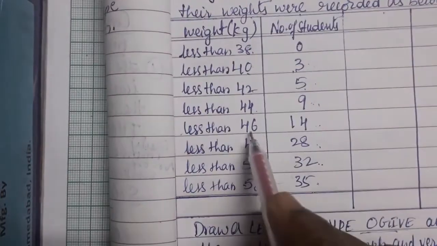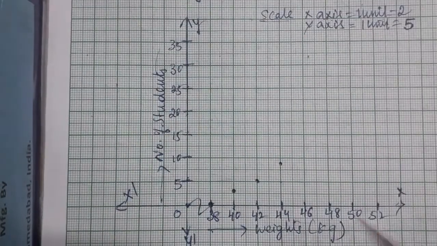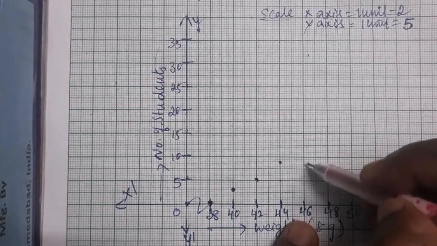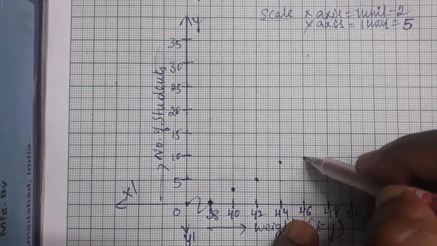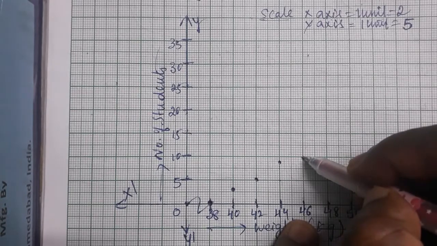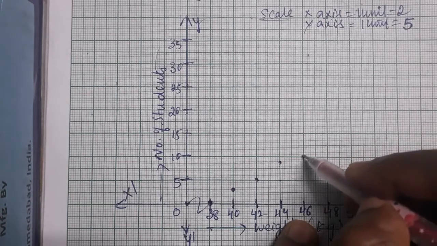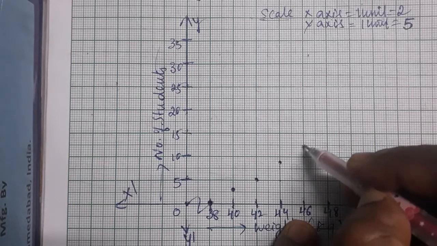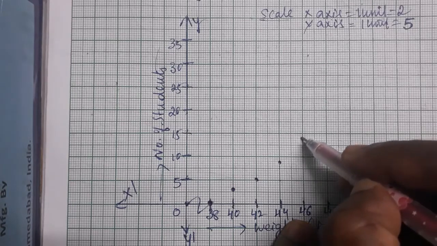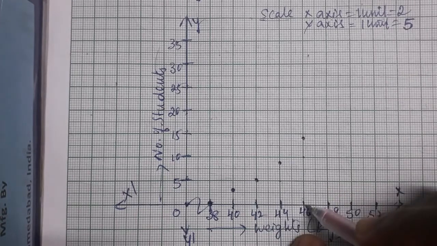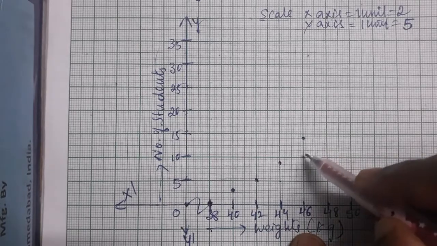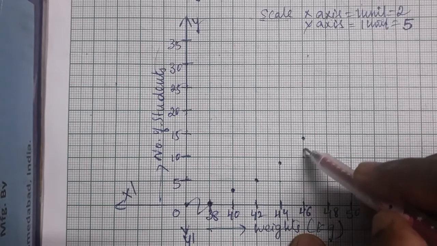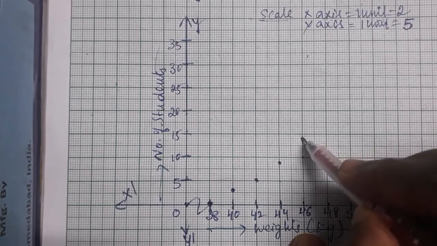Now for 46 it is 14. See here, 14 means 28 boxes you should count. This is 10, and from 10 you need 28, that means 8 boxes you should count: 5, 6, 7, 8. For 46 you have to identify 14. Here is 10, and 4 more I have to mark, small boxes. 2 is 1 unit, so 8 boxes: 5, 6, 7, 8. This is 14.